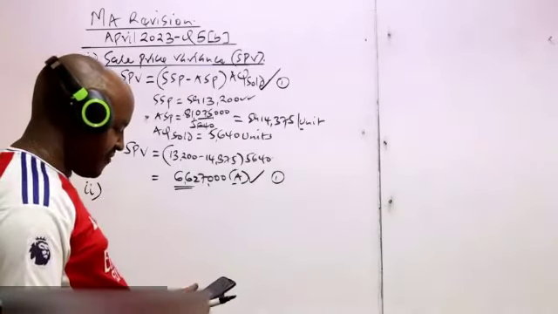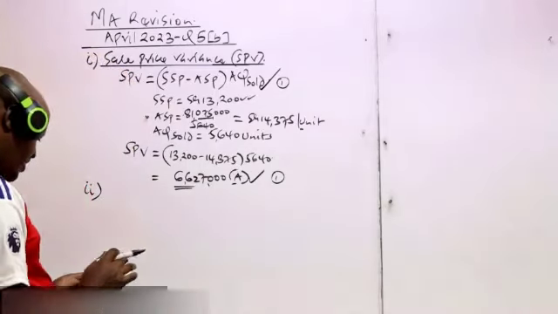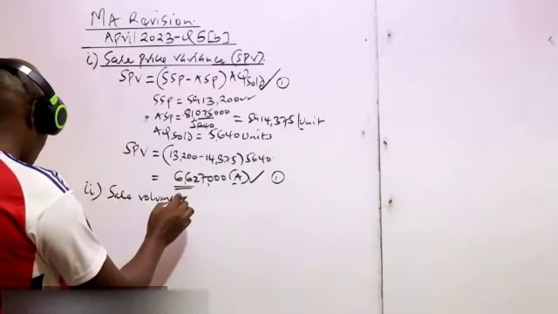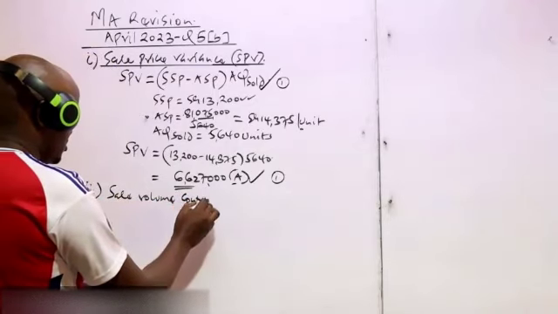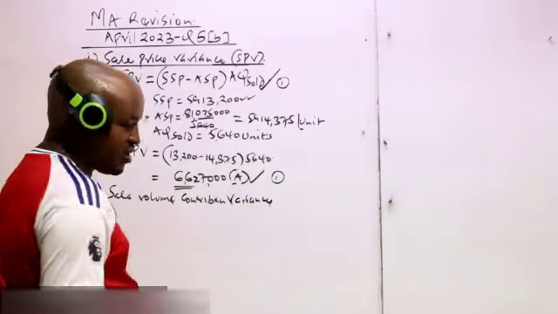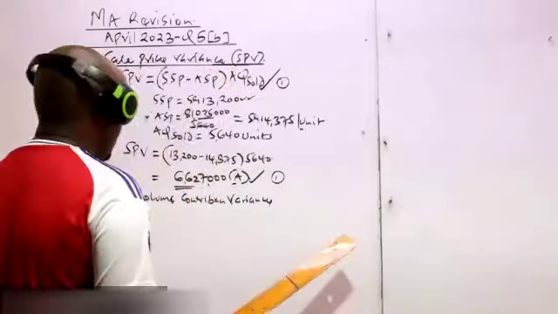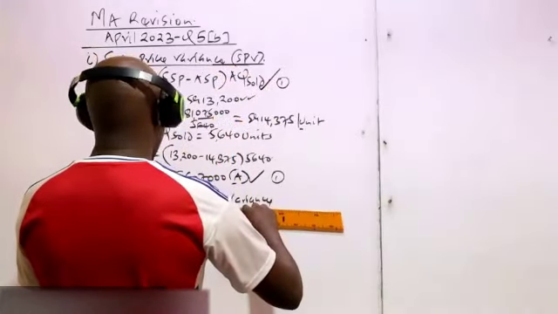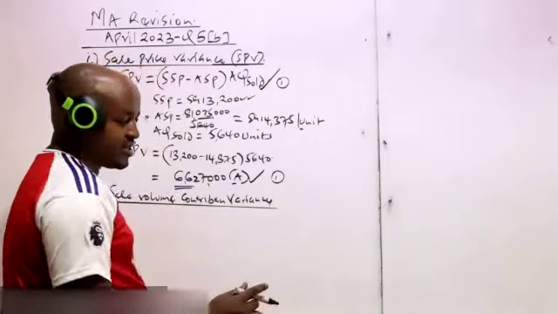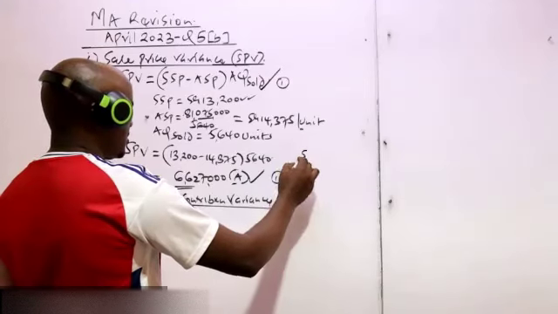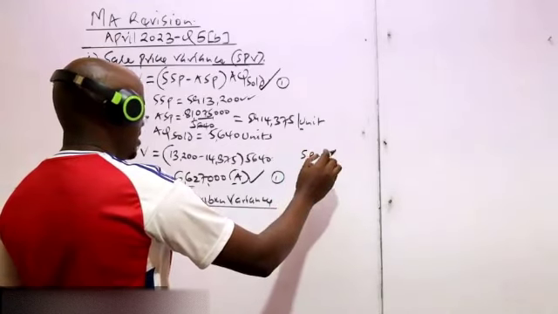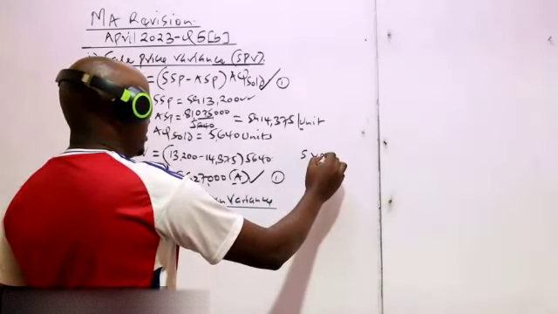So let's move to the other variance, number 2, and that is the sales volume contribution variance. How do we compute this one? Remember, there is a question which we did, and the question specifically required us to compute the sales profit, that is the sales volume profit variance.